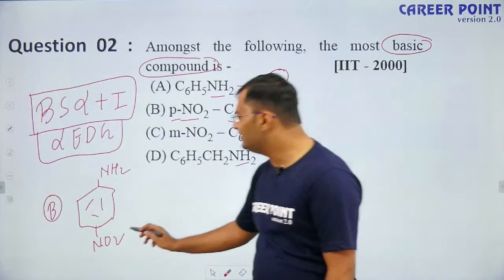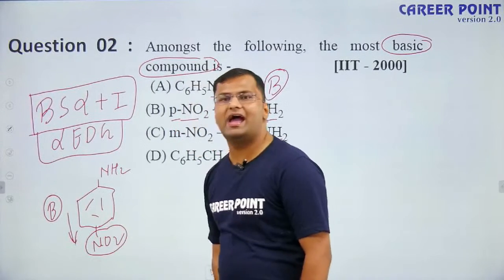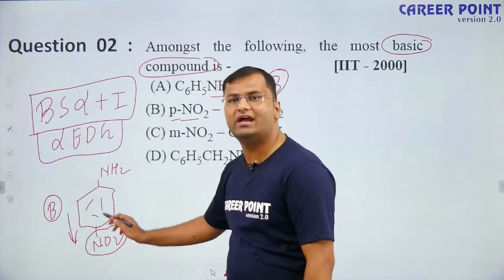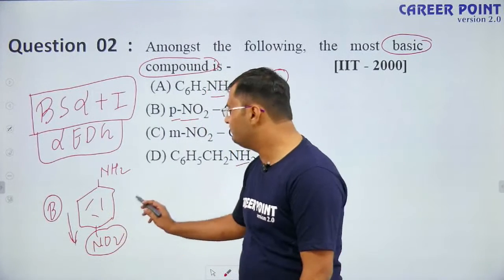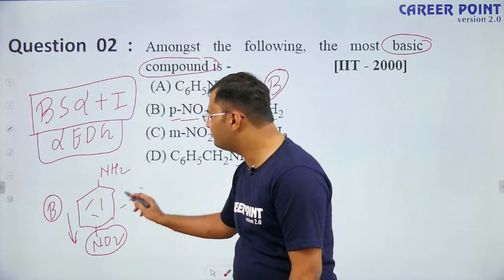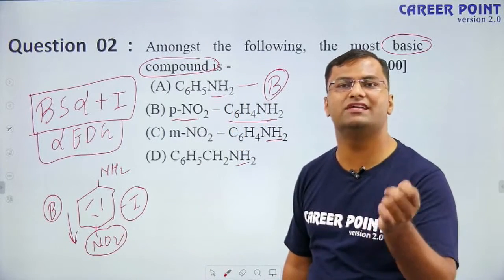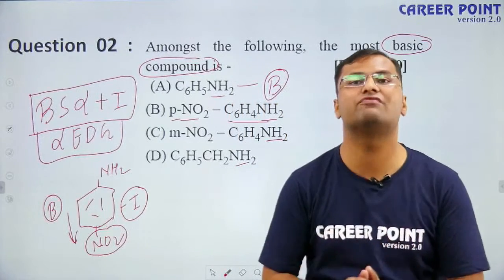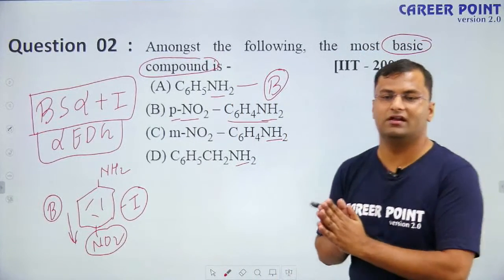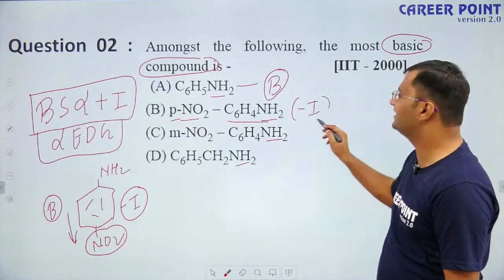Clear? Here this NO2 is an electron withdrawing group, and it decreases the basicity of the compound because it is withdrawing electrons, or we can say that it is causing a minus I effect. But we have to find the compound which gives a plus I effect, because we have to find the basic strength of the compound. So this is giving only a minus I effect.